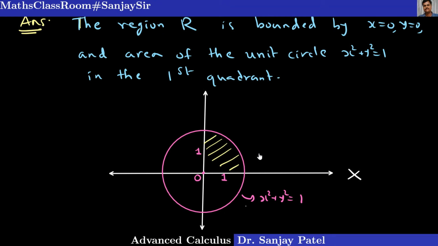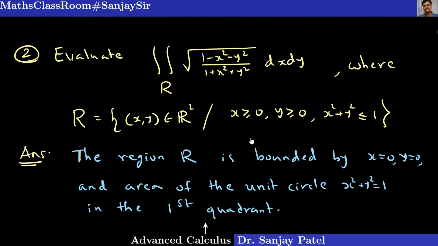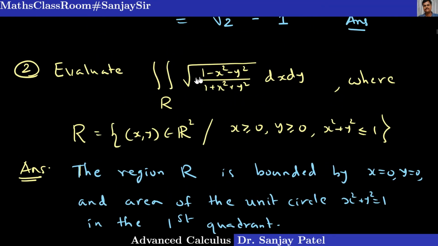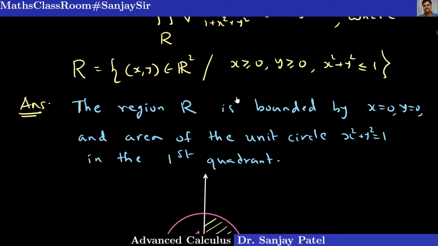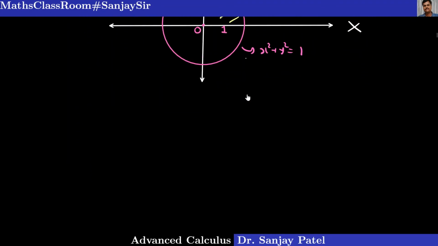As you can see, the function is very complicated, but one can understand that it contains the expression x square plus y square at these two places. I can take minus 1 common here and write 1 minus (x square plus y square), and this is 1 plus x square plus y square. So it is better to change this into polar coordinates. Let me write.